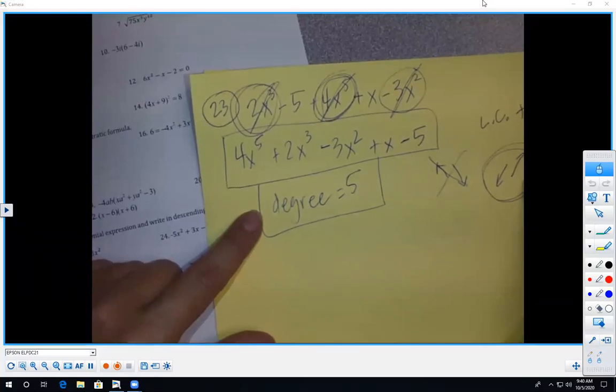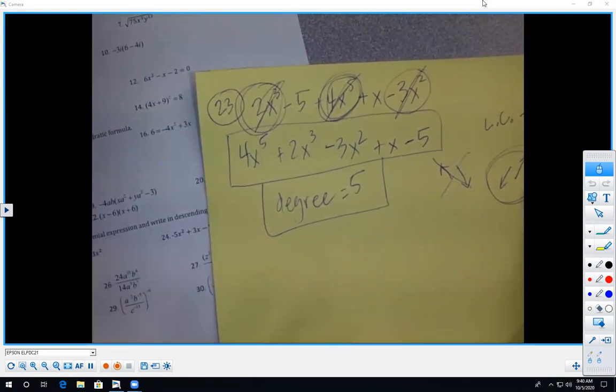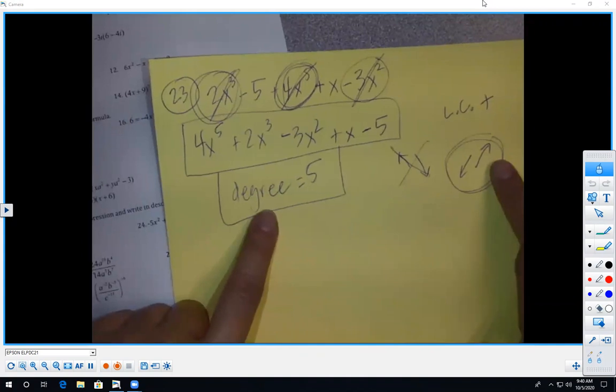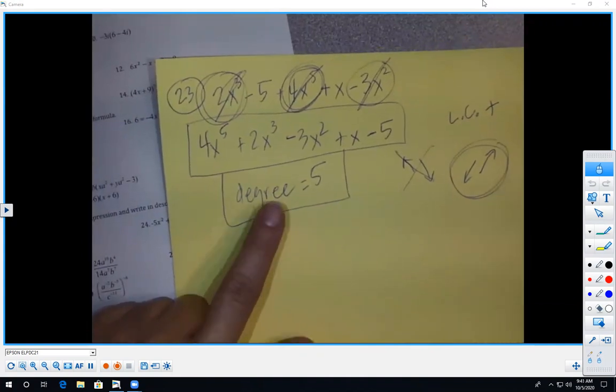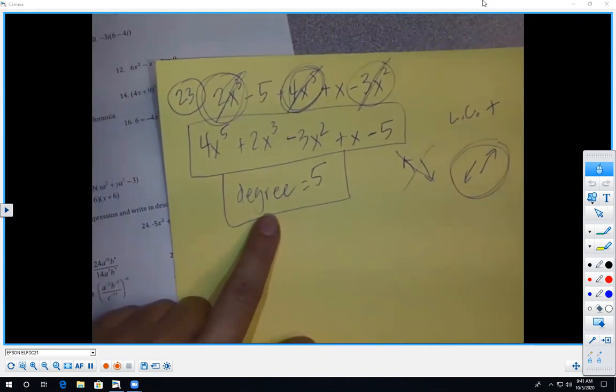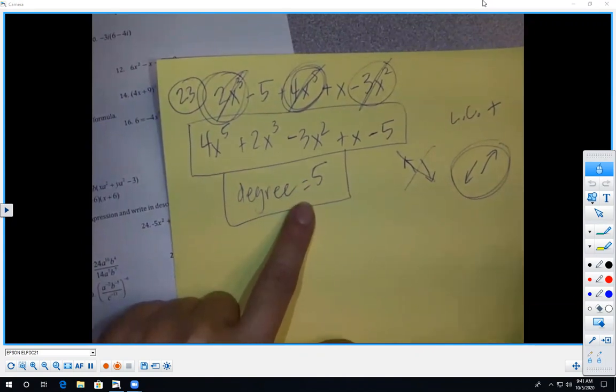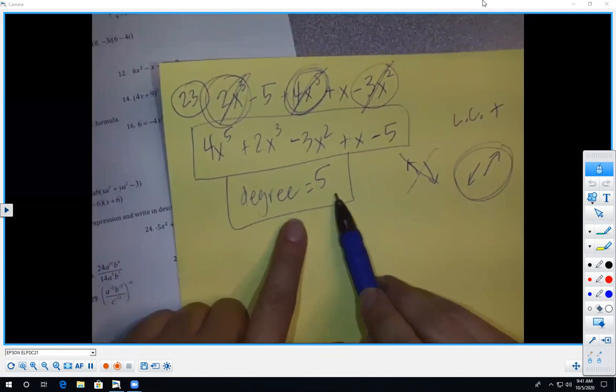Or solutions or roots or x-intercepts? 5. It's the same number as the degree. It has 5 x-intercepts or 5 solutions. And what's the maximum number of turns here? It's 5 minus 1, so it's 4. Maximum number of turns is always 1 less than the degree.